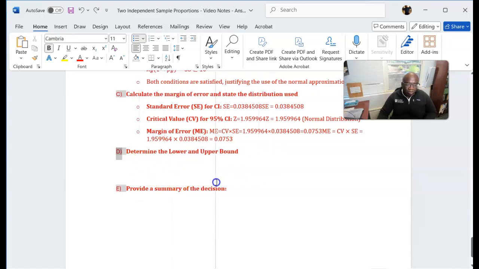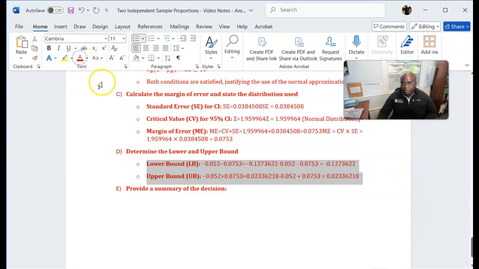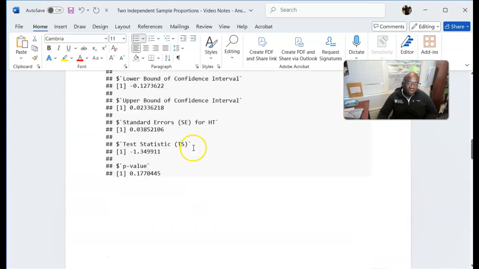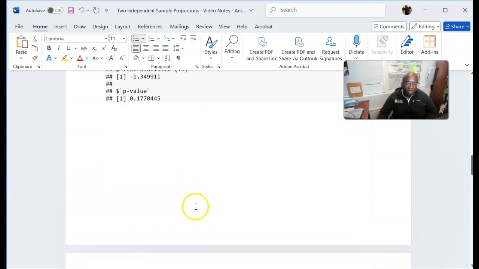We get our lower bound and upper bound, as we found up here.